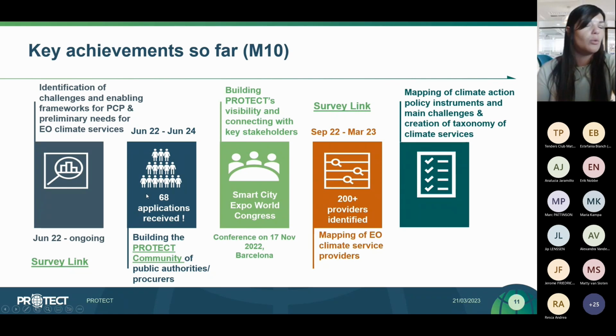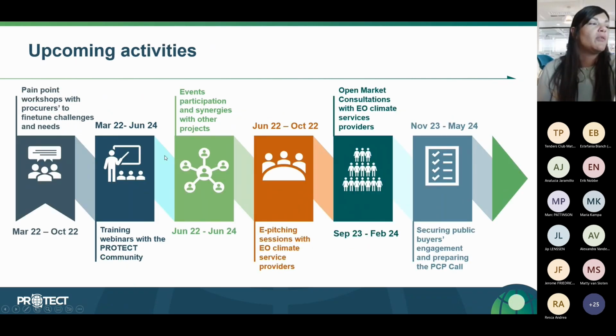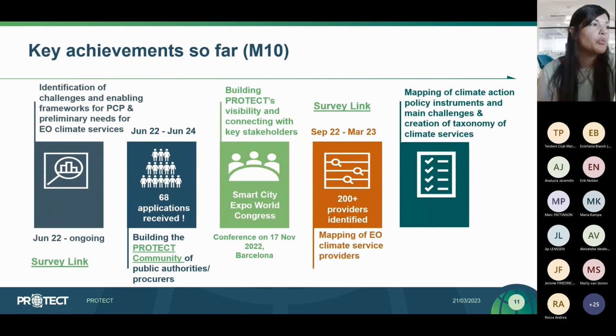We have also developed the Protect community platform that I'm going to present very soon. And we have already started creating this community. Some of you are here today, some others didn't have a chance to join because the timing was not great, but there will be other occasions to join. We have already received 68 applications for joining the Protect community. So clearly there's a strong interest in this project, and we see that this is a thematic that is really burning at the moment, a topic that really interests public authorities and public buyers.